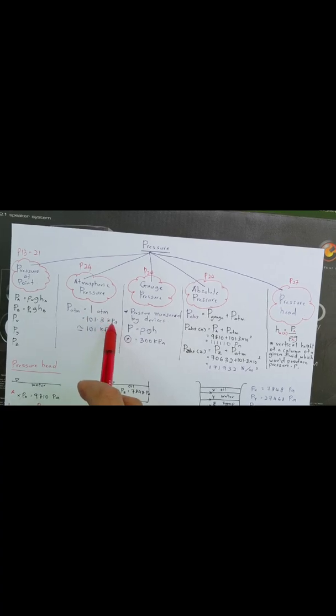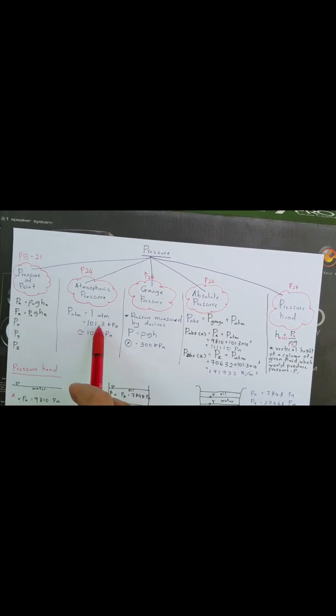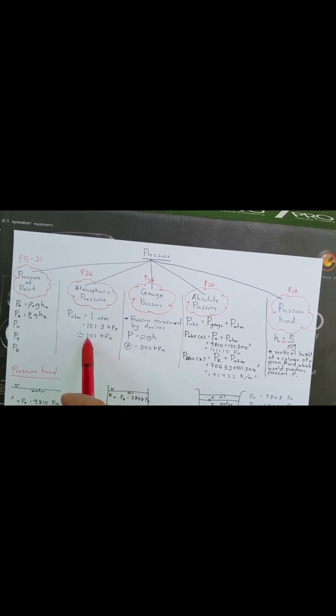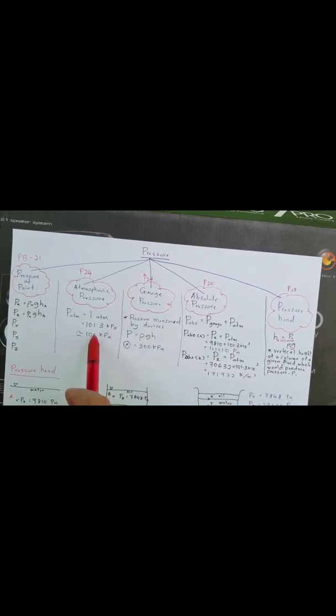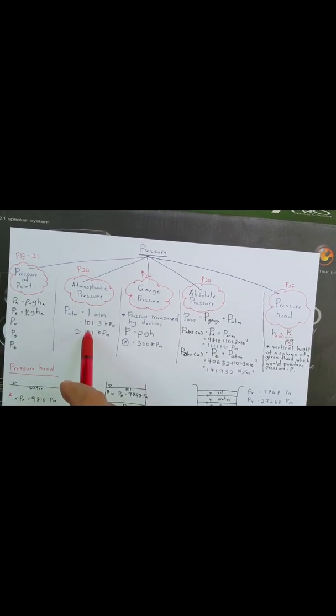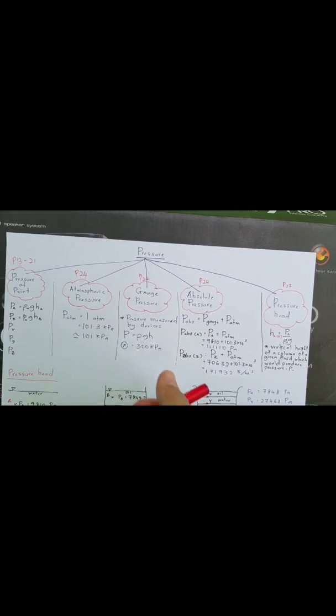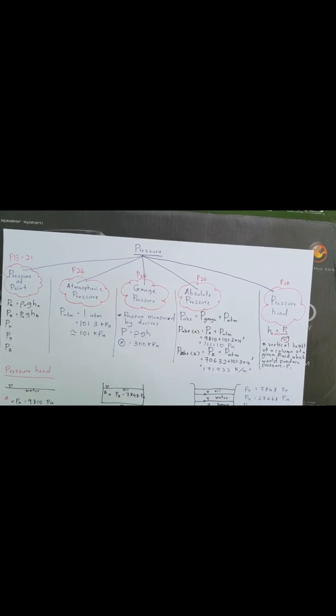So the SI unit is Pascal. So the value for atmospheric pressure is 101.3 kilopascal. But normally we take it as 101 or 100 kilopascal. Depends on your problem. Sometimes in your problem one value is given, so use that value.